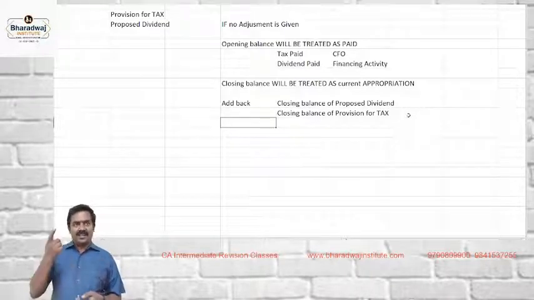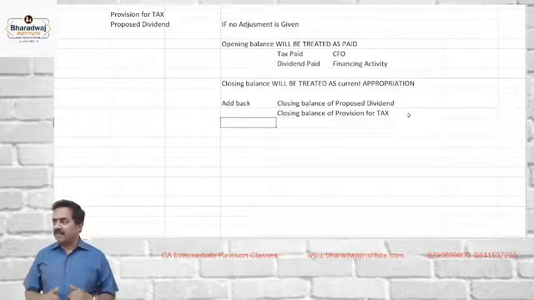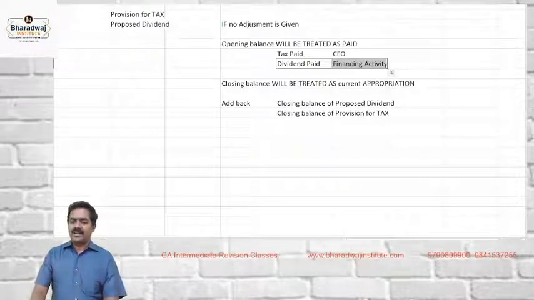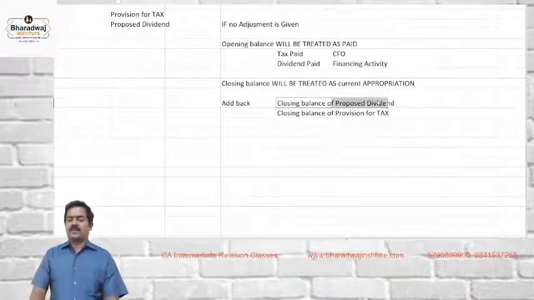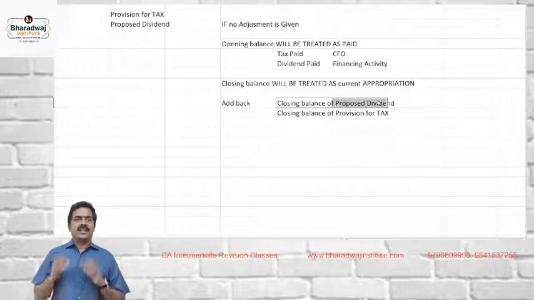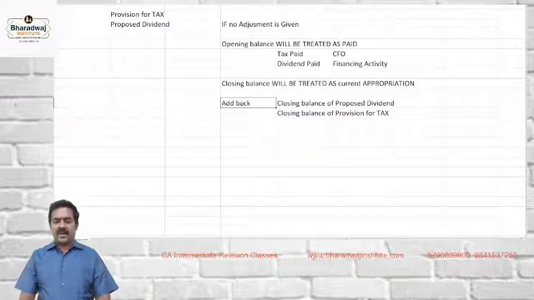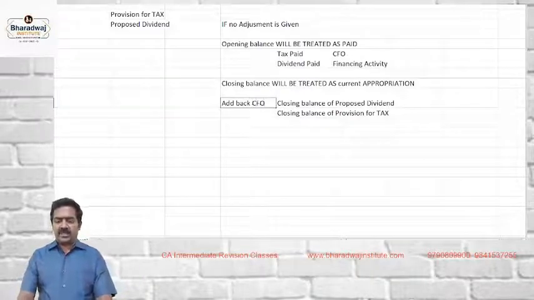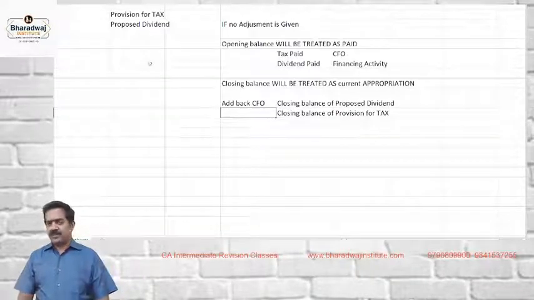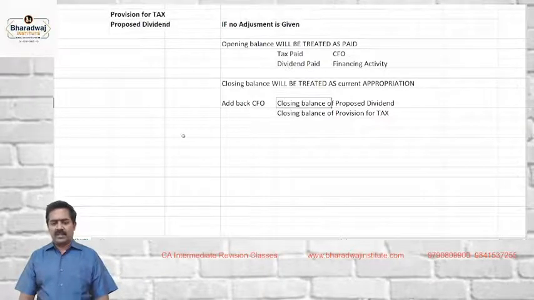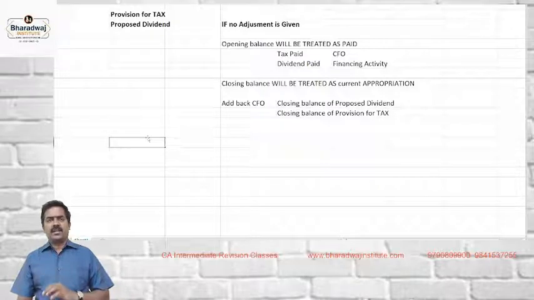That's why last year's dividend, we take it as what? Paid in the current year. Closing balance is just an appropriation, an amount just set aside. It will be paid in which year? Next year. So, the closing balance we will add back while calculating under the indirect method for which one? CFO. Clear? So, if no adjustment is given, this is the treatment. Just to recollect and note.